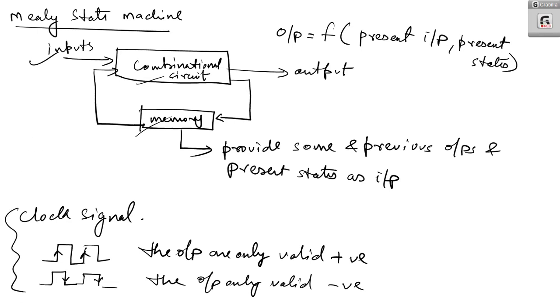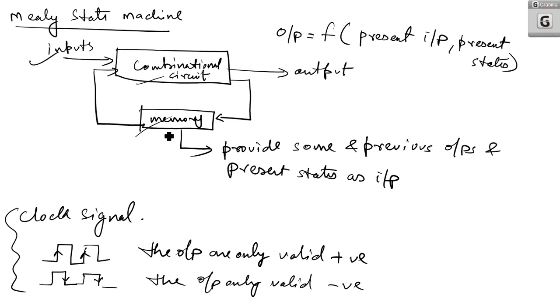Now, coming back to Mealy machine, generally what is a Mealy machine or a state machine? In a state machine, you will have a combinational circuit and memory. And if the output is a function of present input and present states, then such kind of state machines are known as Mealy machines. So the block diagram of a Mealy machine is shown here.